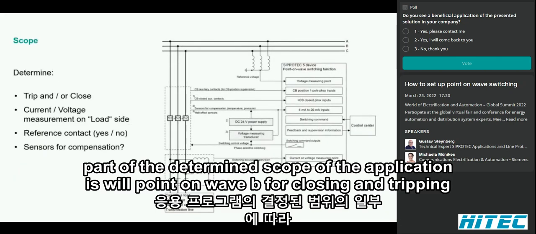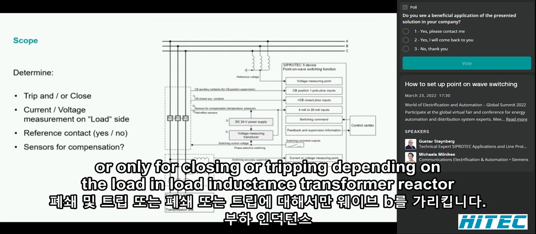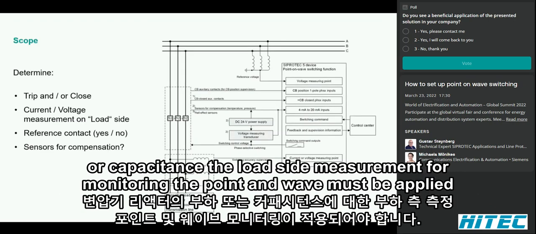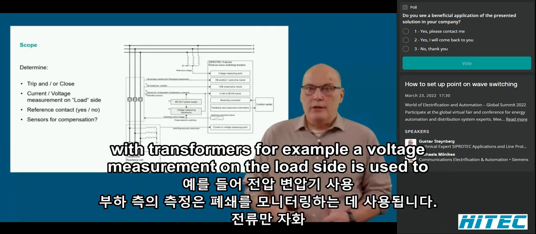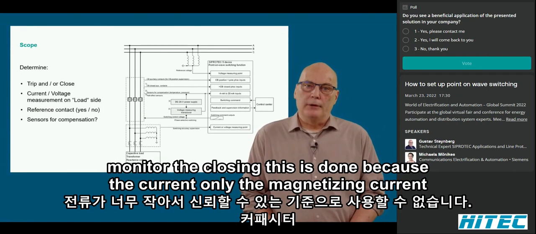Part of the determined scope of the application is whether point-on-wave will be for closing and tripping, or only for closing or tripping. Depending on the load, inductance, transformer or reactor, or capacitance, the load side measurement for monitoring the point-on-wave must be applied. With transformers, for example, a voltage measurement on the load side is used to monitor the closing.